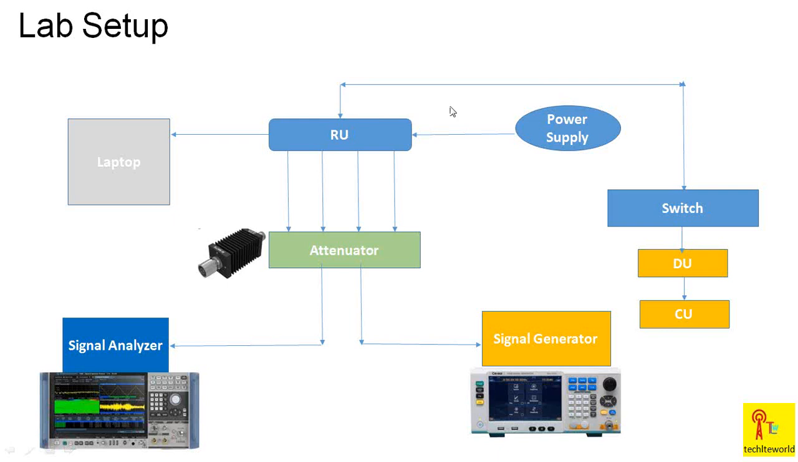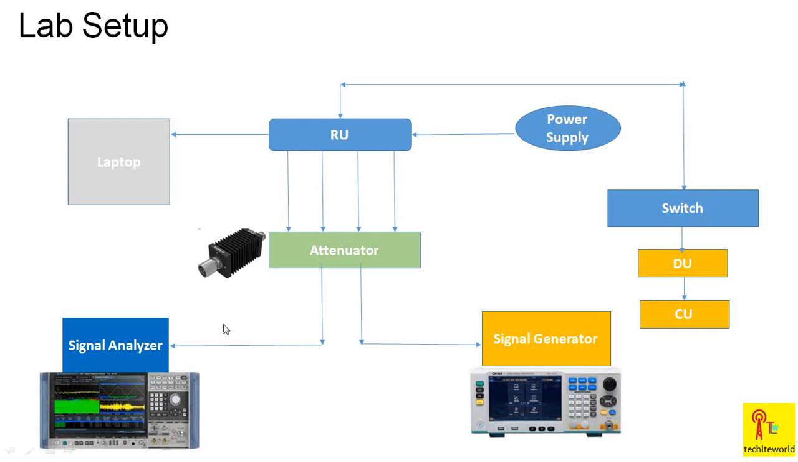In a similar way for downlink, we are receiving the IQ data, and the RU will generate that IQ data into a waveform, and that waveform can be checked at the VSA. This is called the vector signal analyzer. Here we can see our modulation, which modulation we are using, 256 QAM or 64 QAM or 16 QAM or QPSK, all those constellation diagrams we can verify here.